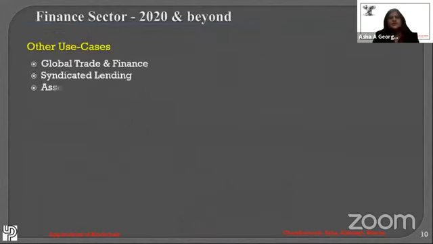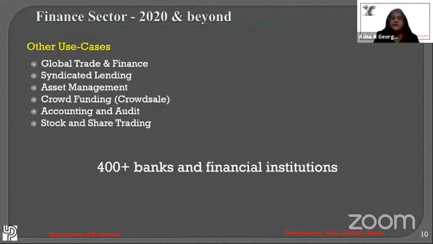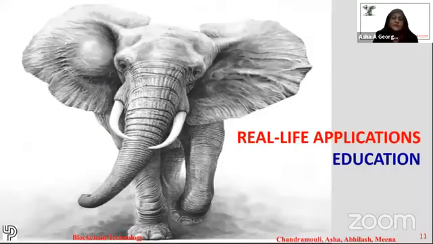So there are many more use cases for the financial sector. Currently, there are over 400 banks and financial institutions, and 77 banks are currently using blockchain technology. And if it was not for the COVID situation, I believe these numbers would have been much more than this. So now this is the end of the financial sector. Let me just quickly move on to the next, which is education.